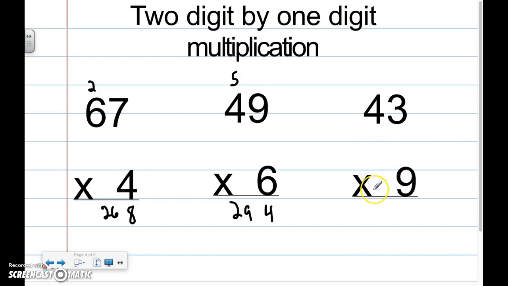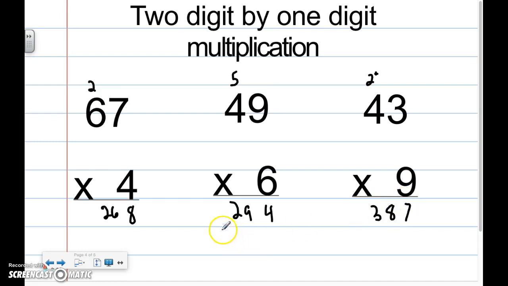Let's look here. 9 times 3. Well, I know that 9 times 3 is going to be 27. So I'm going to write down the 7 and I'm going to carry the 2 over here to the tens place. This becomes a plus 2, not a times 2. But first I have to multiply. I don't add, then multiply. I multiply, then add. So 9 times 4 is going to be 36, plus 2 is going to be 38. So my answer is going to be 387.